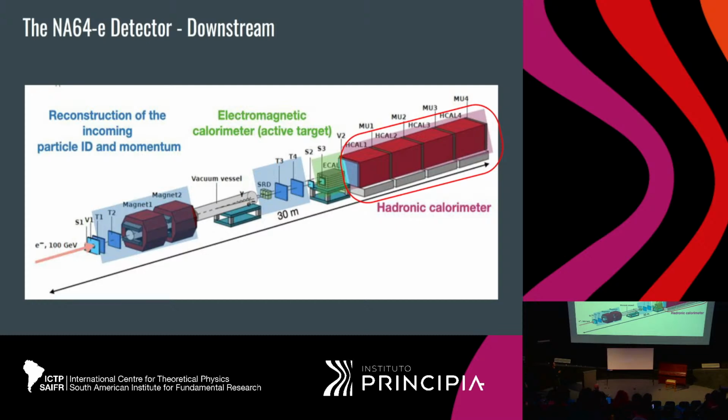Okay, now after the calorimeter we have the last part, which is the downstream part, which is composed of a veto, to veto muons produced inside the calorimeter, and a very large hadronic calorimeter.